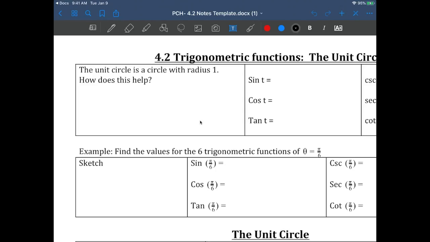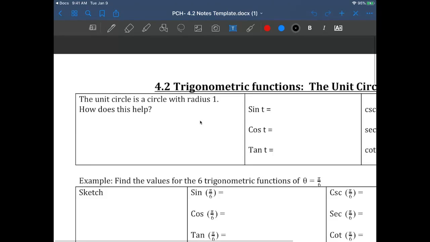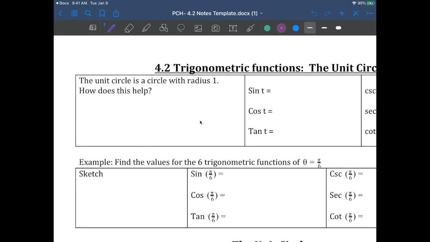Okay, so the unit circle is a circle with a radius of 1. We need a pen. So 1 unit, 1 unit, 1 unit, 1 unit. So it has a radius of 1. The reason why we really like the unit circle, the equation for the unit circle is x squared plus y squared is equal to 1 squared, which is 1.